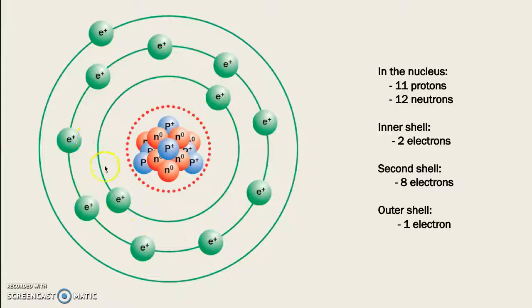These are the shells, and sodium has 11 electrons spread out in 3 shells, and the electrons are negatively charged. So if sodium needs to be stable, it needs to have the same number of protons that are positively charged as electrons that are negatively charged. And in the inner shell, we can see there are 2 electrons, and in the second shell, we can see there are 8 electrons, and in the outer shell, there is just 1 electron.